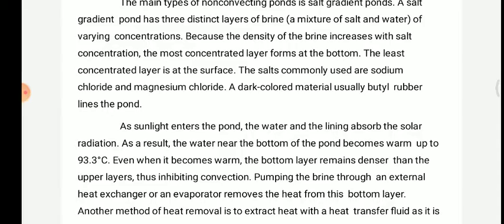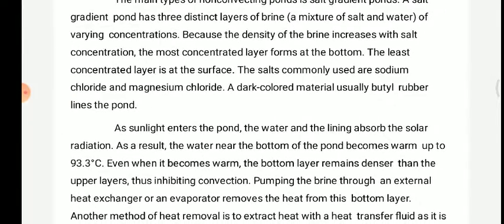The salts commonly used are sodium chloride and magnesium chloride. These salts can be used as sodium chloride and magnesium chloride. And then the dark colored material is usually butyl rubber lining in the pond.